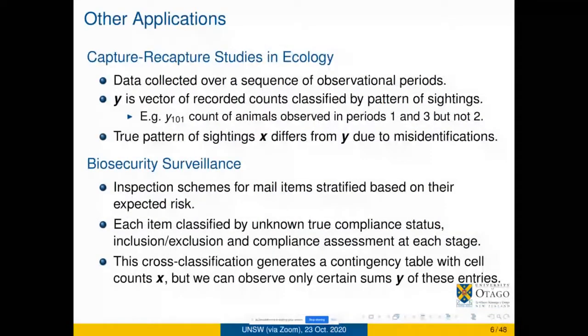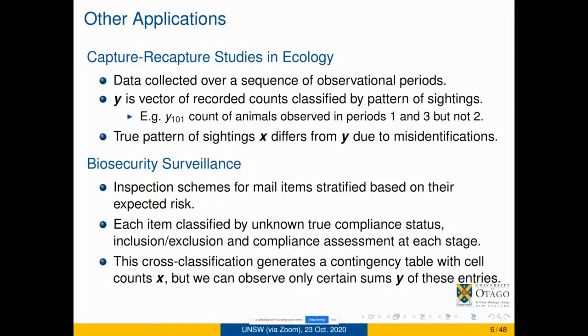Other applications are in capture studies in ecology. In capture-recapture studies, you go out to some location, you record animals that you sight. You go back the next day and you do it again, and the next day you do it again. So you get a number of observational periods and you record things that you sight. And what you're interested in is the pattern of sightings. So for example, you might be interested in the count of animals that you saw on day 1 and day 3, but not day 2. And you could let, for example, y101 denote that count. That's a count of animals that you observed, say, in both periods 1 and 3, but not in period 2.